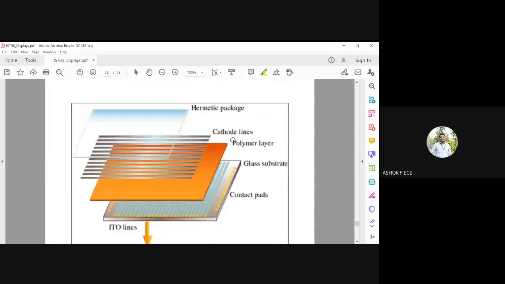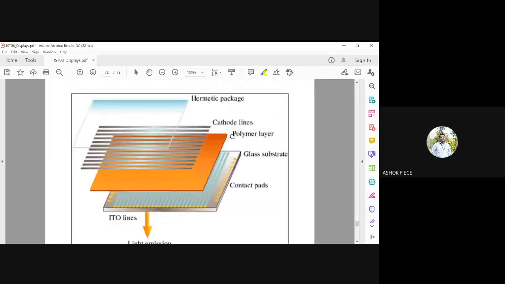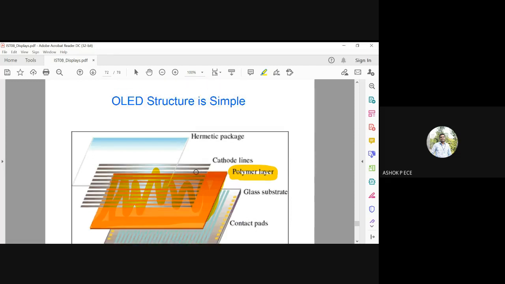Organic structure is very, very simple to fabricate. You see here, you have several cathode lines, you have a polymer layer, you have a glass substrate, and you have contact pads. Very simple. And this polymer layer is going to be the organic layer. This layer will contain a lot of organic thin films. And by proper application of voltage, the electrons and holes recombination will take place, and you will get a bright light getting emitted from the organic LED display.